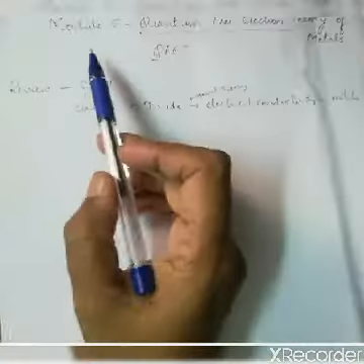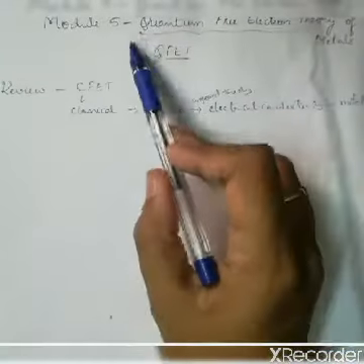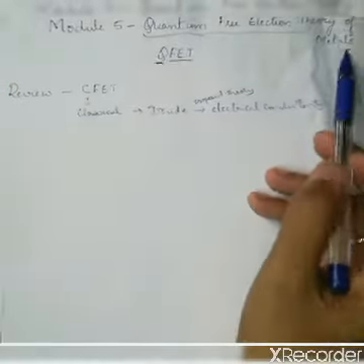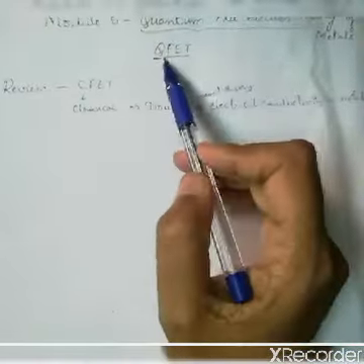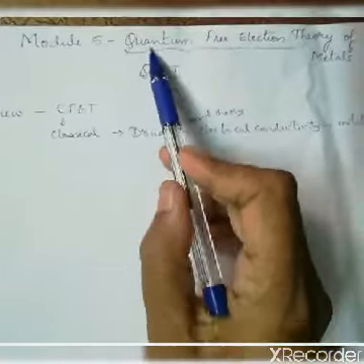Hello, so today we will start with module 5, that is quantum free electron theory. In this module 5 we have three parts. The first part is quantum free electron theory of metals. I have written it in short form as QFET. FET indicates free electron theory, Q indicates quantum.